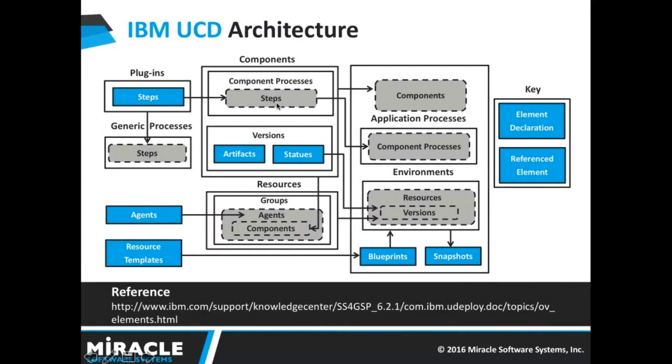Coming to the next, this is the IBM UCD architecture, where I am going to tell you every element in brief. From the left, components contain the artifacts and processes. Artifacts can contain runnable files, images, databases, anything else. In the demo, we will be using a bar file as the artifact, which is present in the source code management Git repository. Component processes are the user-defined steps that operate on components. Here steps mean operations on artifacts.